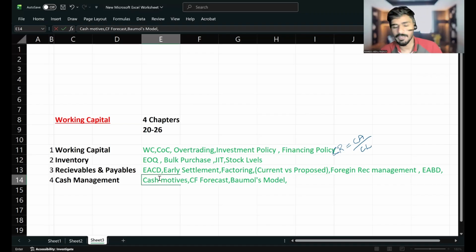I will discuss it further. Anyway, it's based upon the EOQ only. Baumol's model is actually derived from the EOQ equation.